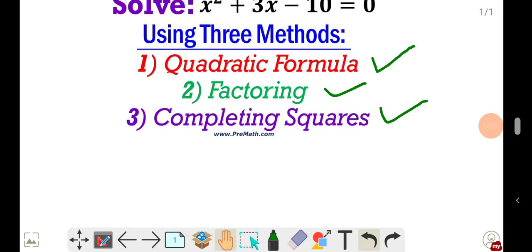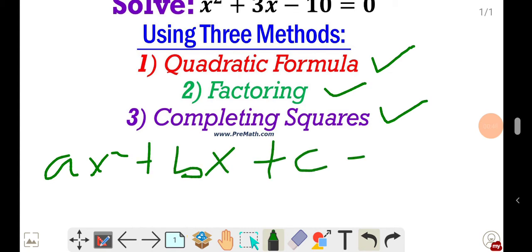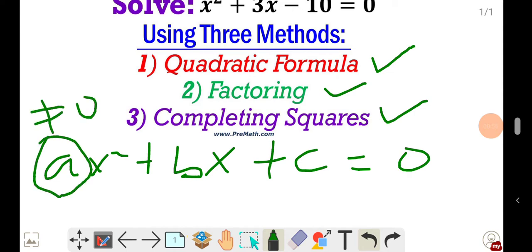To apply the quadratic formula, the given quadratic equation has to be written in standard form. That is ax squared plus bx plus c is equal to 0. This time, remember, a cannot be 0. If a becomes 0, the square term will be cancelled and a linear equation will be left. So a cannot be 0. b and c can be 0. It's okay.